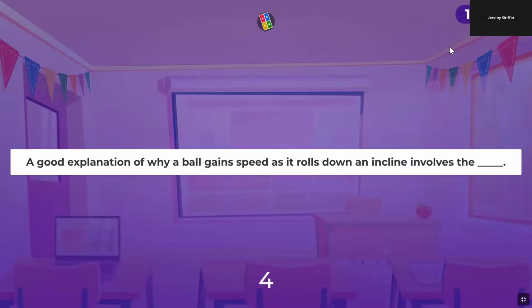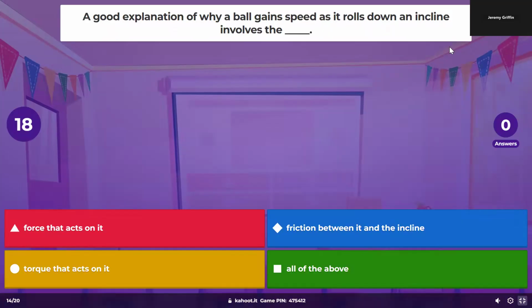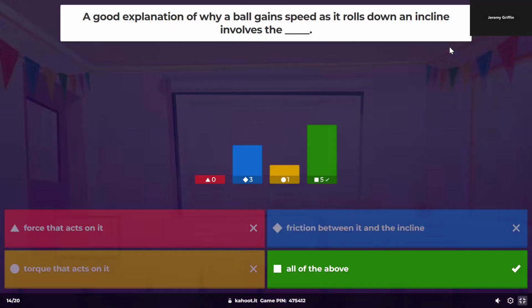A good explanation for why a ball gains speed as it rolls down an incline. It involves... Okay, yeah, you do need a little bit of all the above. Maybe its weight could be the force acting on it. You do need a frictional force to cause rotation, and causing rotation causes a torque.